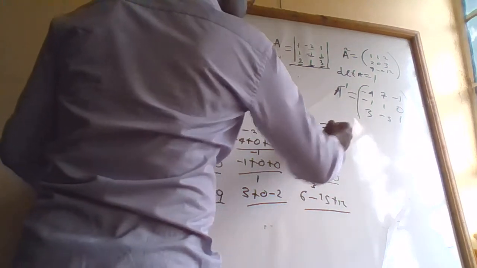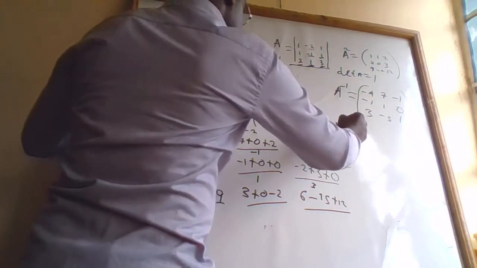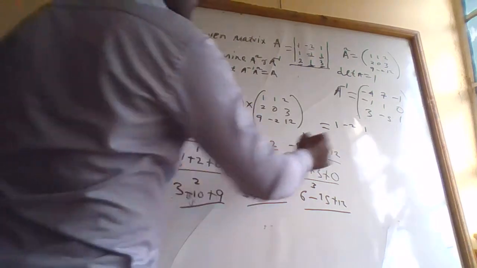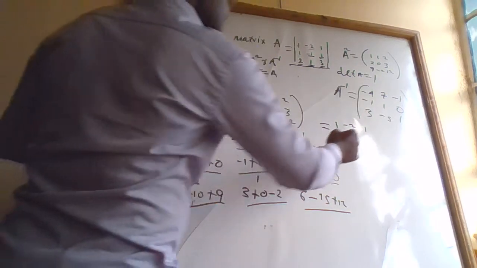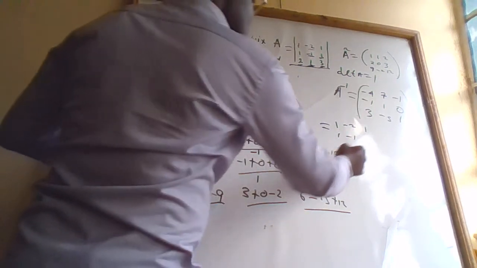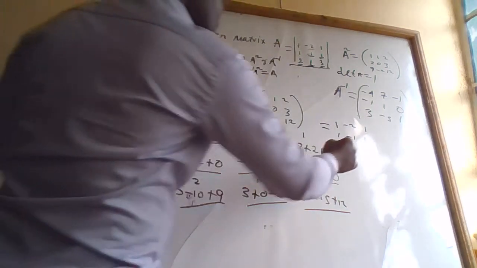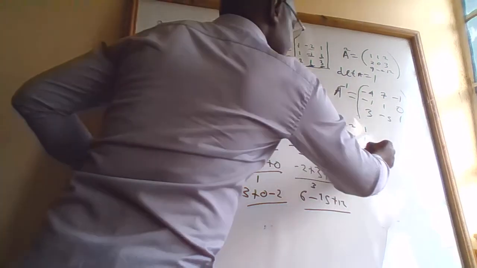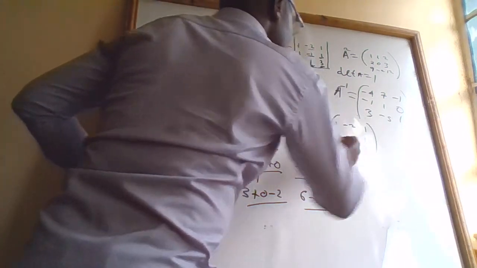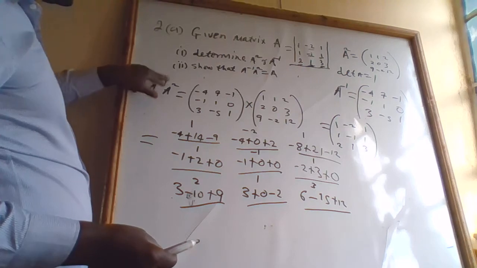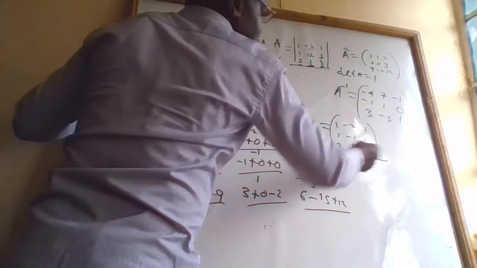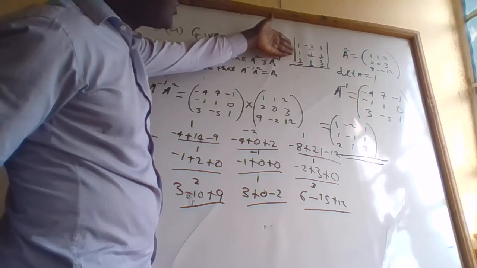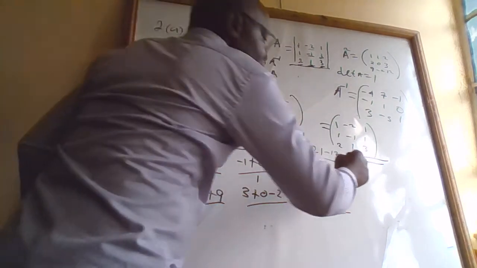Therefore, this equals 1, negative 2, 1, 1, negative 1, 1, 2, 1, then 3. So when you multiply A inverse times A squared, you get this. But with this equals A, you can see it equals A. Therefore, we have proved.